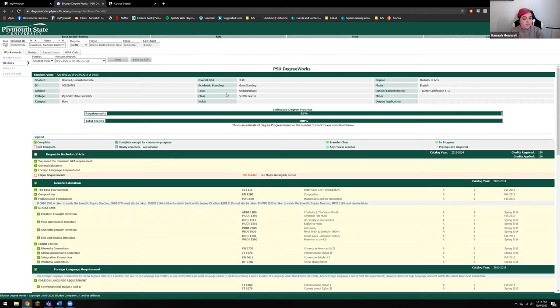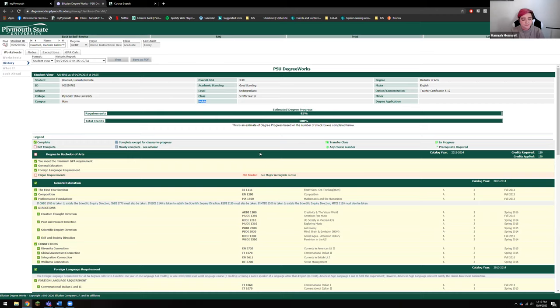The other really helpful thing up here to note is the holds, and that will say if they have any financial holds on their account. Students might come to you at some point when they're trying to register to say, it's not letting me register, I'm getting this weird error message, and you can always go onto their DegreeWorks to check to see if they have a financial hold. If they do, definitely refer them to financial aid. They're the best people to handle those holds and let them know what the student needs to do in order to register.